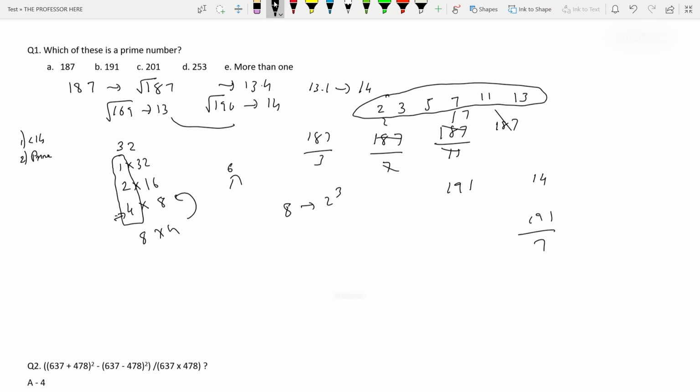So 191 is a prime number. I have given option E as more than 1, so you have to check C and D too. So if you check C, again the same procedure. If you observe closely, you can find that it is divisible by 3. So it's not a prime number.